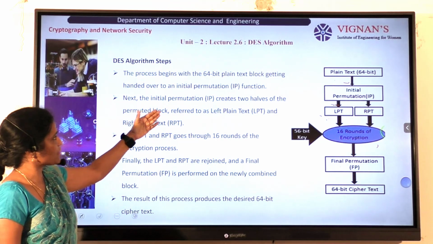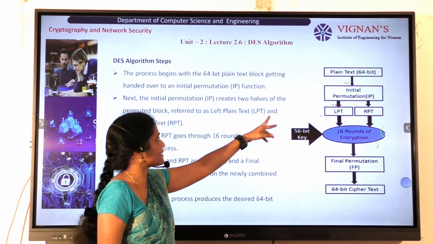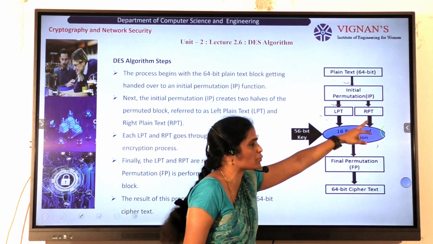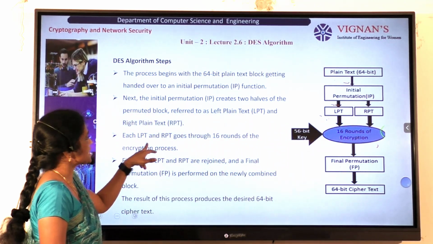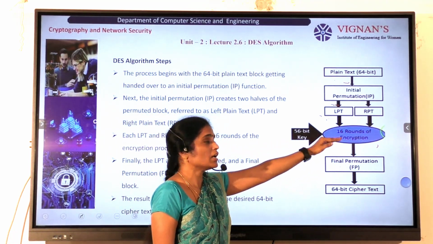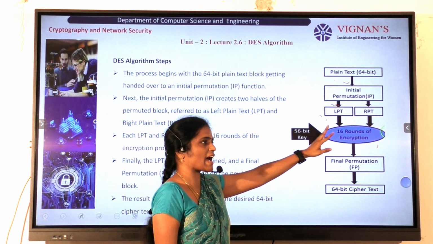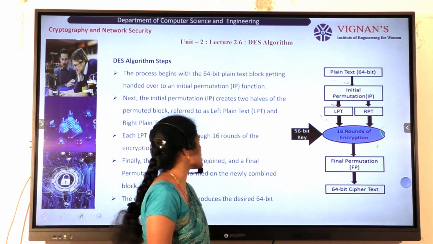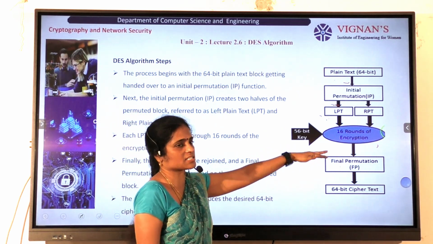So the next, the initial permutation. Now we said that this initial permutation is divided into two halves. One is LPT and the other one is RPT. Each goes through 16 rounds, meaning we have 16 rounds of the encryption process, each round having some XOR operation as well as S-box and P-box operations. What those are, we will see in the next slide.